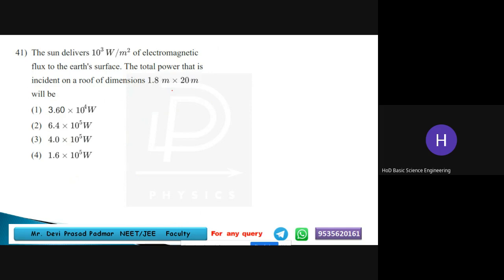So the total power incident on the roof: power is nothing but I into A, intensity into area. So direct substitution, intensity is given, it is 10 power 3, into area 1.8 into 20. So directly you can calculate 3.6 into 10 power 4 watt. So it should be option 1, not option 4. Please correct it. Option 1, 3.60.